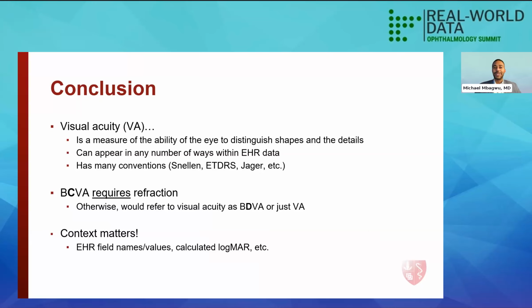So again, here's my conclusion. The biggest thing to remember with visual acuity data is that it's very foundational to what we do in ophthalmology: understanding terminology, using it correctly, and always understanding the context of the data you're trying to process, everything from the field name all the way to how you report it.